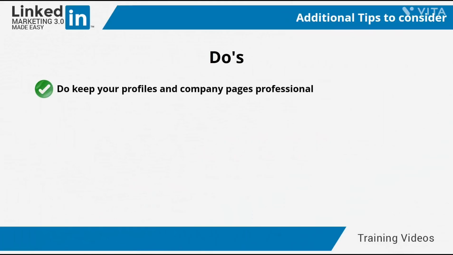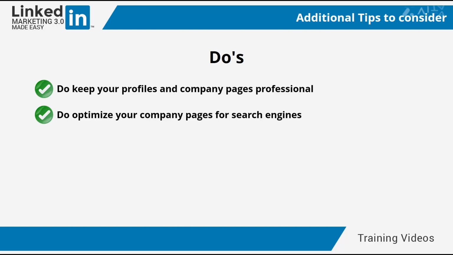Do's. Do keep your profiles and company pages professional. Remember that both are crucial because they are designed to foster a community around your business, your products, and your services. And they're also the very first thing that people will find when they are looking for your brand. Do optimize your company pages for search engines. The company pages not only have to be tidy and professional looking, they also have to be functional. So remember to use your targeted keywords in the About section of your page, as this section is indexed by search engines.